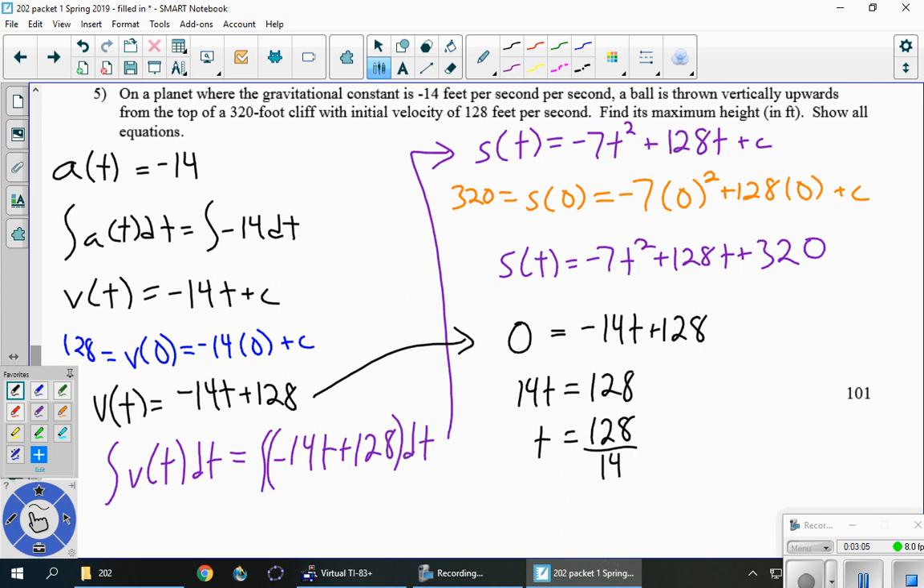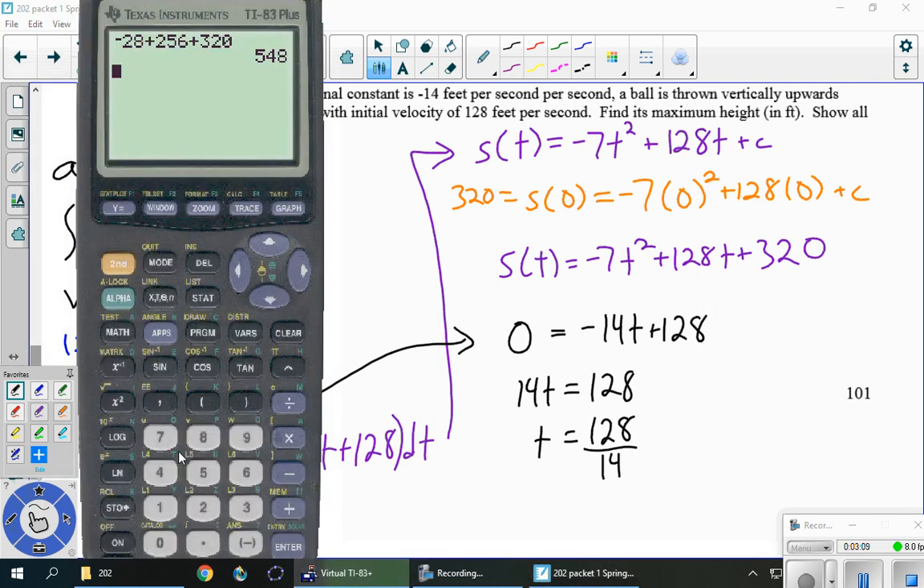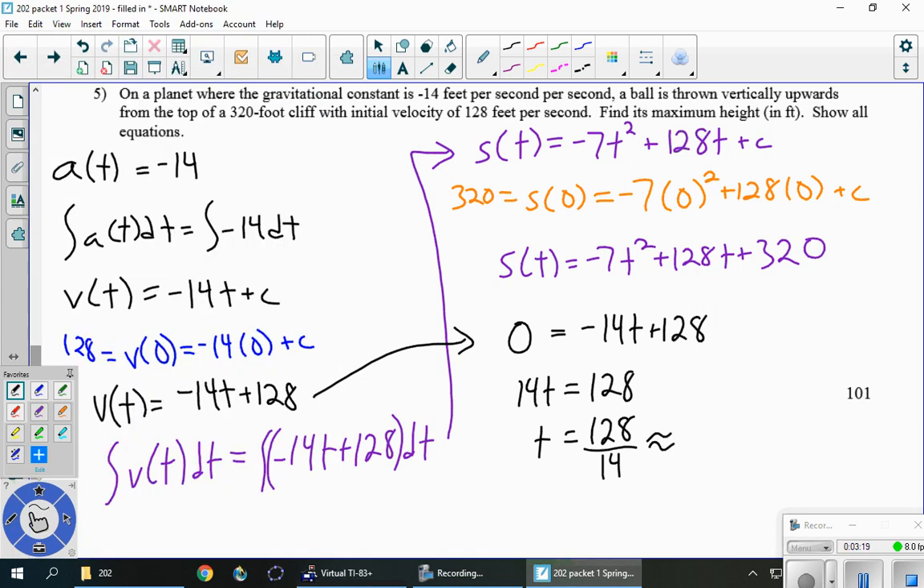We can reduce that and leave it as a fraction, but I think ultimately we're just going to use a decimal anyway. So I'm going to type this in right here. About 9.14 seconds. So that's how long it takes for the ball to get to its maximum height.